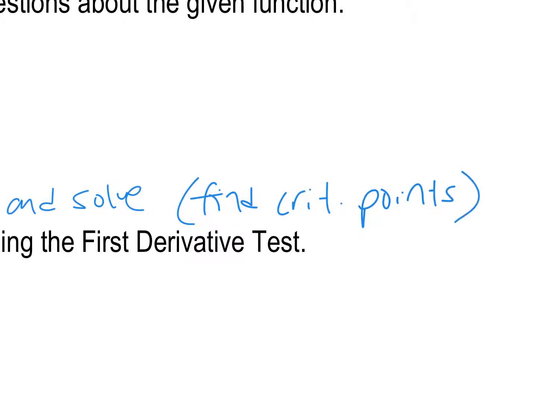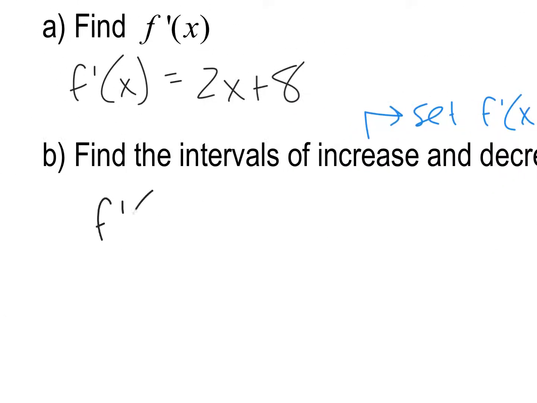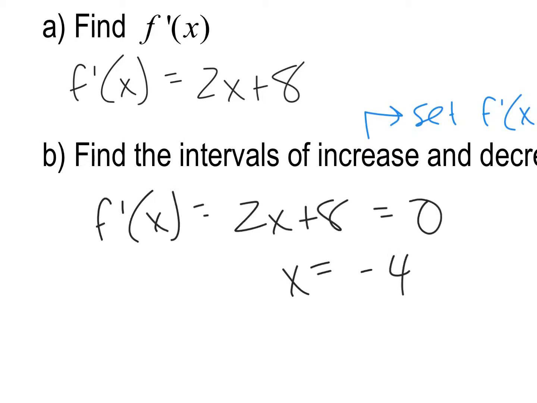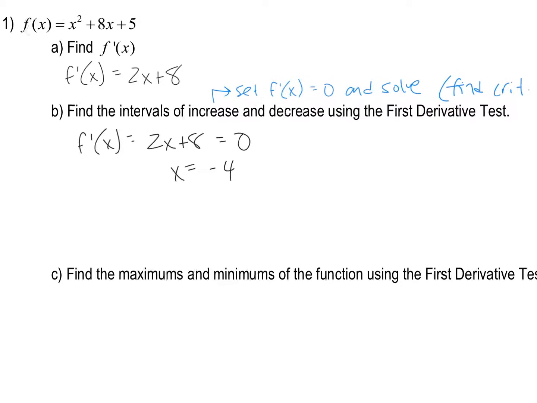I need to know where this roller coaster is flat. So first thing I'm going to do is set my derivative, which is 2x plus 8, equal to 0. That gives me x equals -4, and that is my critical value on the roller coaster where it goes from one direction to the other. It is flat, about to change direction. And here's how you set this up.